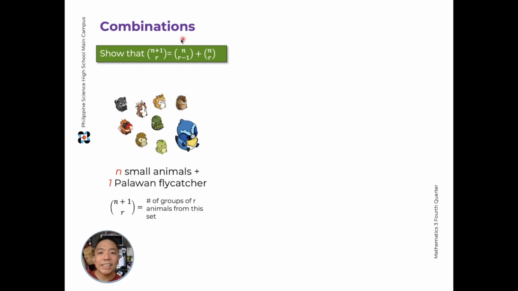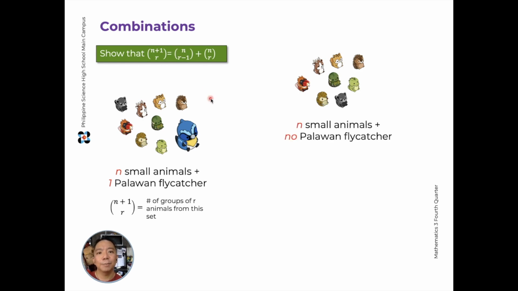Intindihin naman natin kung ano sinasabi sa atin nung n choosing r minus 1 tsaka si n choosing r. So dahil mas maliit si n kay n plus 1, we could take that as the group of small animals na hindi nakasali si Palawan flycatcher. And si n choosing r minus 1, this is asking us ilang groups of r minus 1 animals yung pwede nating mabuo from n small animals. This is the number of groups of r minus 1 animals from this set. So again, ito groups of r, ito groups of r minus 1.